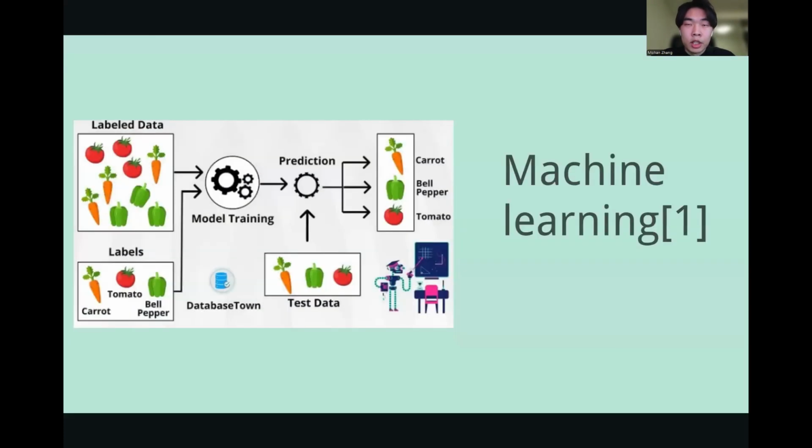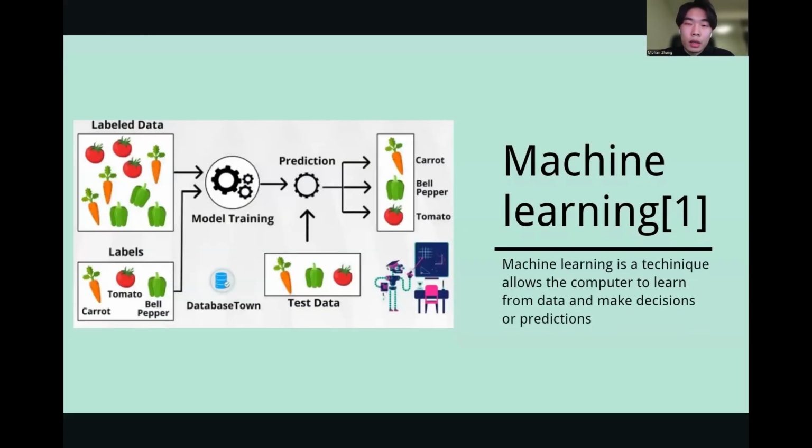Here we come to machine learning. Machine learning is the basic algorithm behind AI, and it is a technique that allows the computer to learn from data and make decisions or predictions. Let's look at the graph.